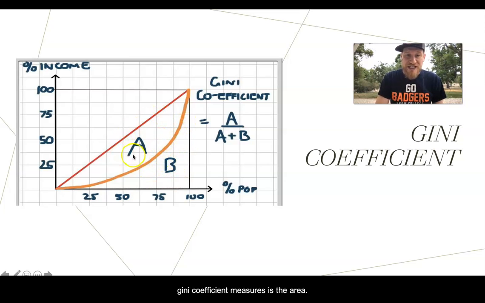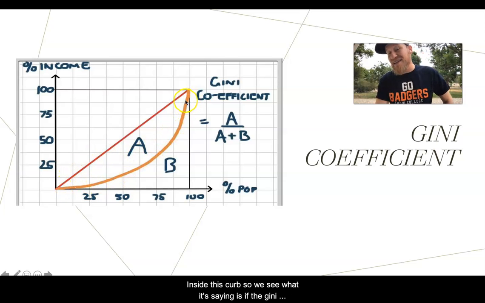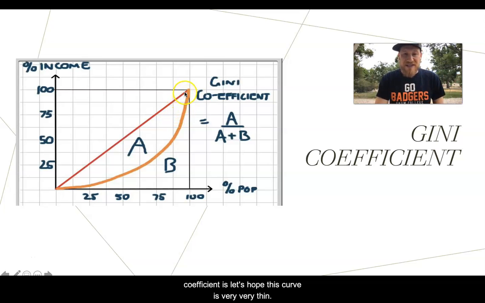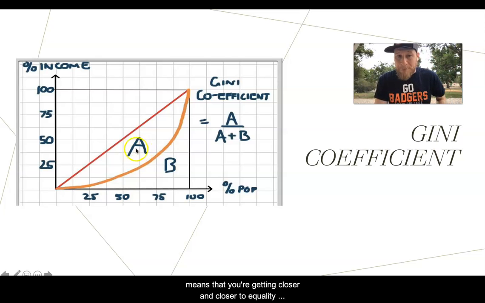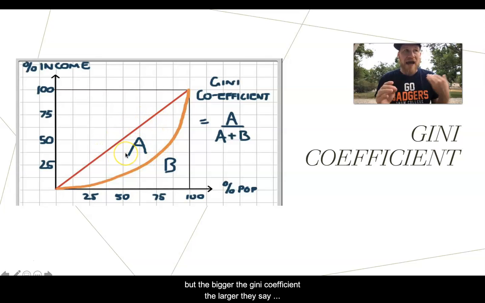Now, what the Gini coefficient measures is the area inside this curve, A. If this curve is very, very thin, the Gini coefficient is going to be very, very small, and that means that you're getting closer and closer to equality. But the bigger the Gini coefficient, the larger this A is, that means that you're going to have less and less equality and more inequality.